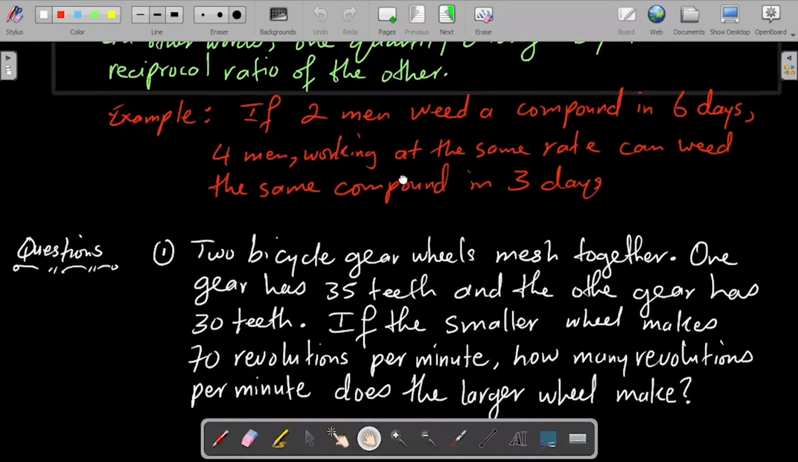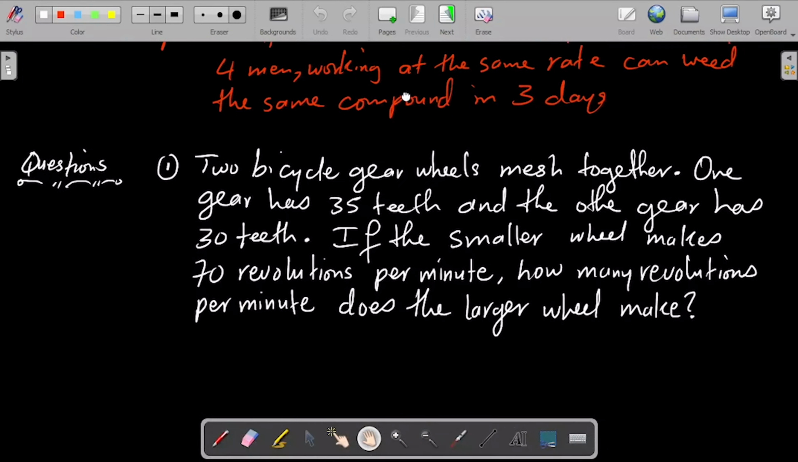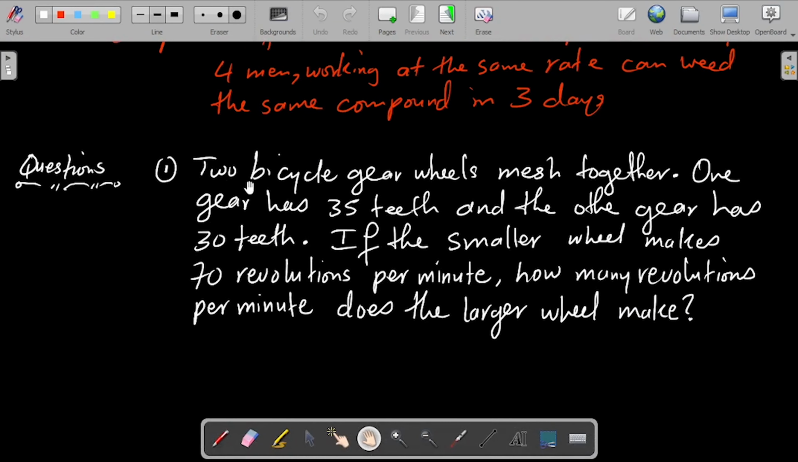Now we have a question here. It says two bicycle gear wheels mesh together. One gear has 35 teeth and the other gear has 30 teeth. If the smaller wheel makes 70 revolutions per minute, how many revolutions per minute does the larger wheel make?